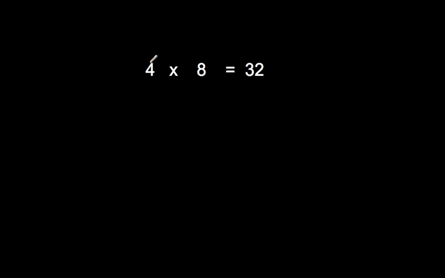You've basically seen this fact before. 4 times 8 is equal to 32. That means 4 times 8 is 32. So I'm going to name the numbers that we use to multiply. 4 is a number that we're using to multiply, and 8 is a number that we are using to multiply as well. The numbers that we use to multiply are actually called factors.